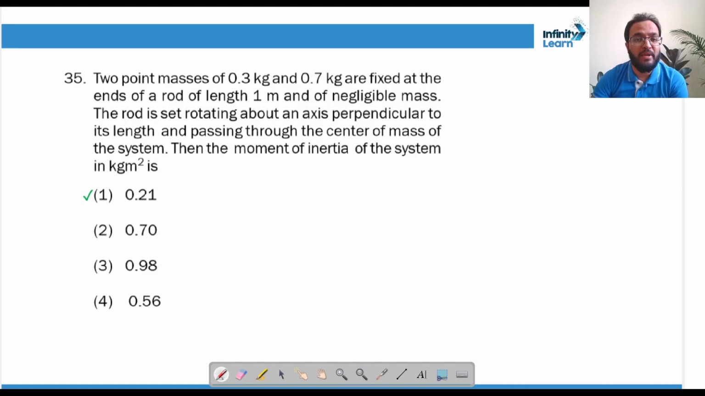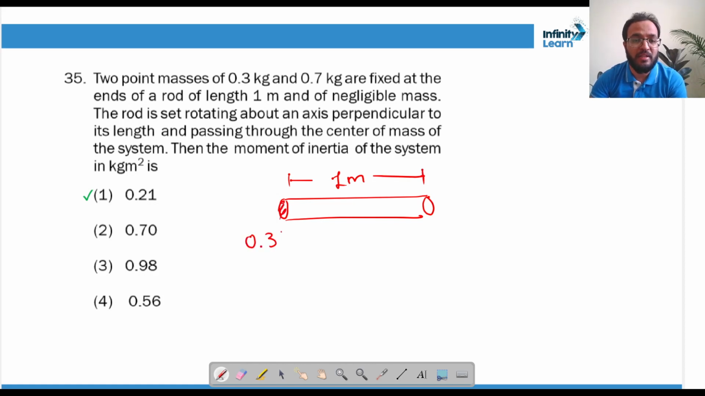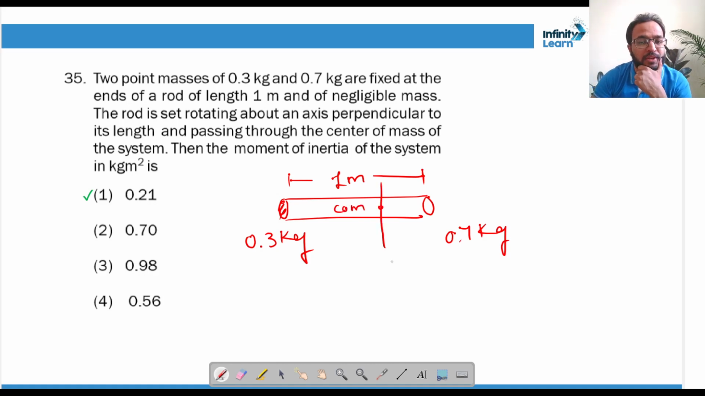Two point masses, 0.3 and 0.7 kg, are fixed at the ends of a rod. The rod is 1 meter long. This is 0.3 kg and this is 0.7 kg. The rod is set rotating about an axis perpendicular to its length and passing through the center of mass. Let's say the center of mass is here. Then the moment of inertia of the system is simple. Let's say this is M1 and this is M2.